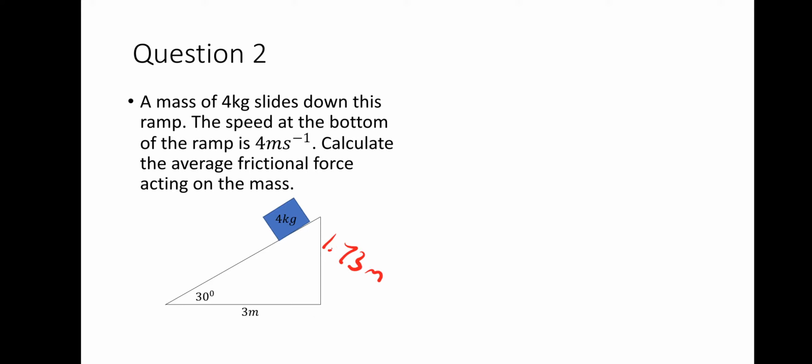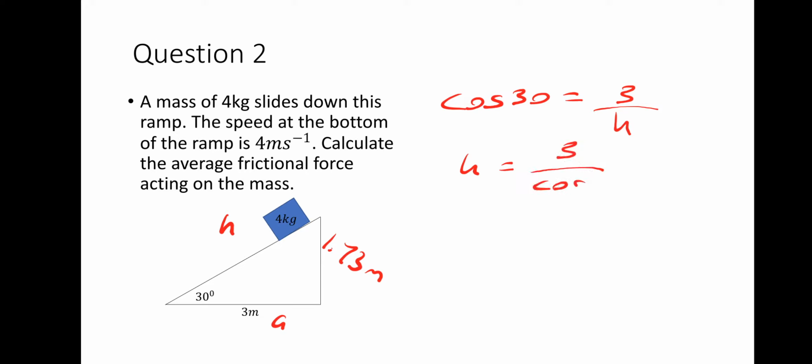Then we need to find the hypotenuse. So to do that, let's label it up. So that's the hypotenuse, and this is the adjacent. So it's cos 30 equals A over H. So 3 meters divided by whatever the hypotenuse is. So the hypotenuse is 3 divided by cosine 30. And that gives us 3.46 meters.